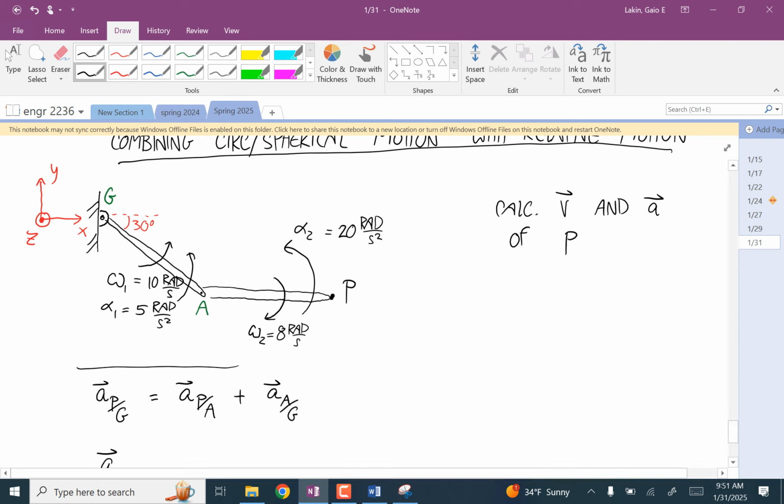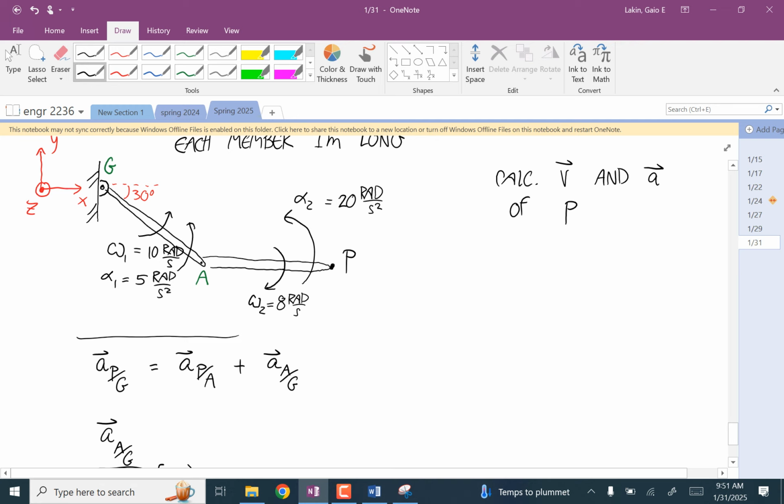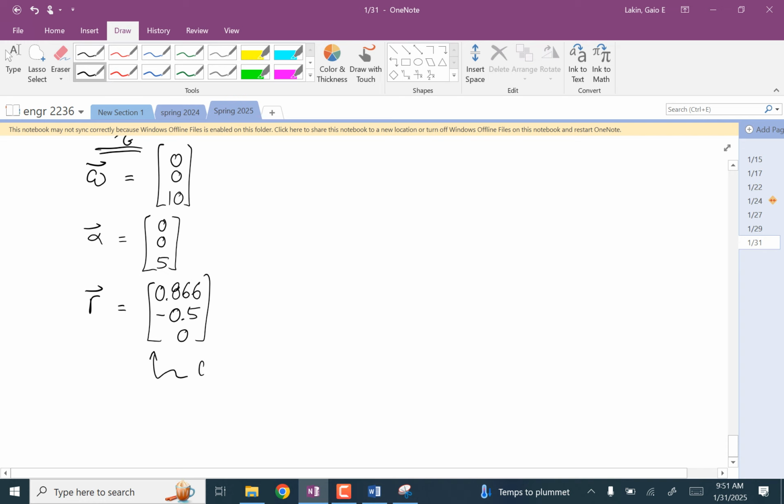I didn't give any lengths of these, did I? They need lengths. Let's say they are 1 meter long. Pretend I gave you that before. Okay, so the R vector is going to be 1 times cosine and sine of negative 30 degrees. So this is going to be 0.866, negative 0.50. That's cosine of negative 30, sine of negative 30, 0.